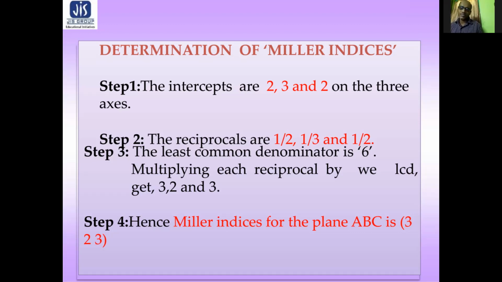Hence the Miller indices of the plane ABC as shown in the previous slide will be 3, 2 and 3 respectively.